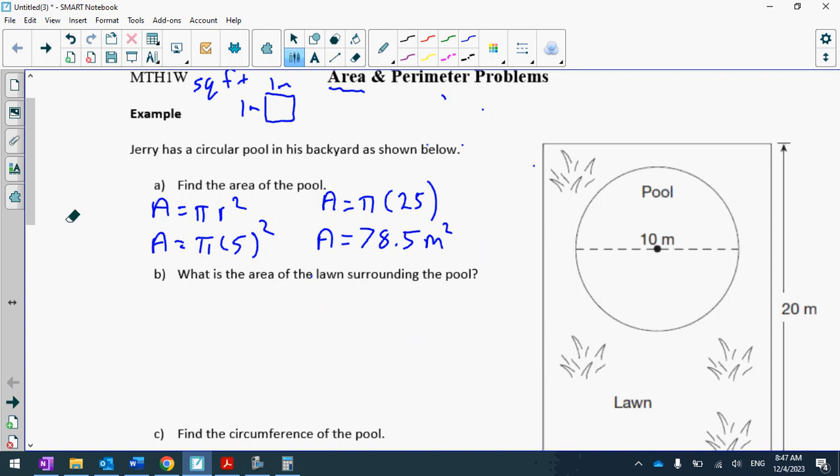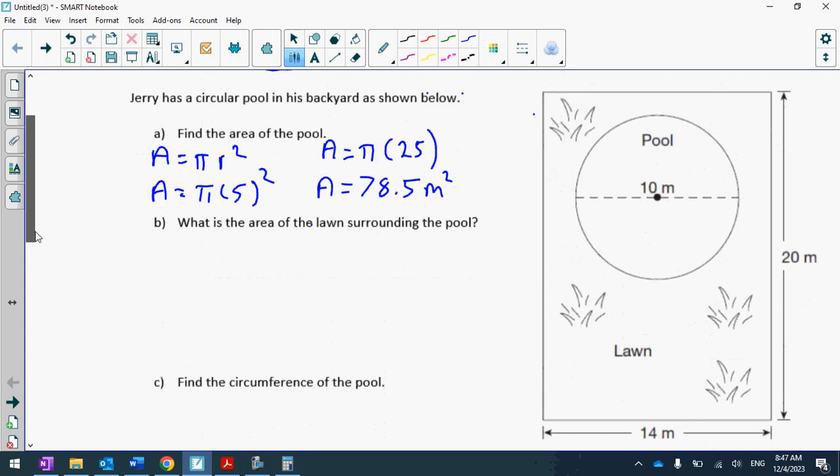What's the area of the lawn surrounding the pool? So notice that the lawn is a rectangle that's 20 meters by 14 meters. But of course, the lawn doesn't include the pool. So what we do is we calculate the area of the lawn, and we just subtract the pool's area, which we've already calculated. So that area will be the area of a rectangle, length times width, 20 meters times 14 meters, subtract 78.5 meters squared, which is the area of the pool.